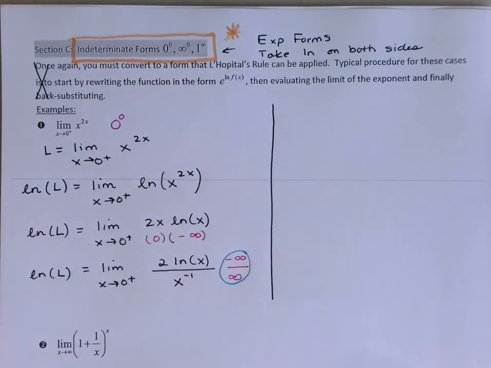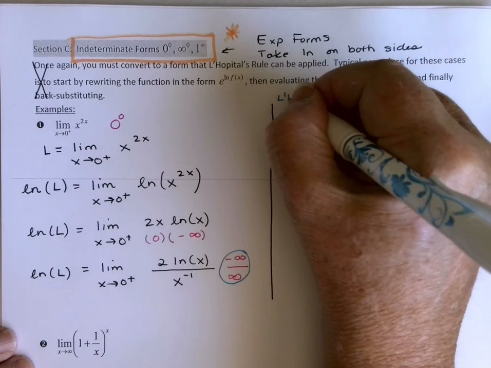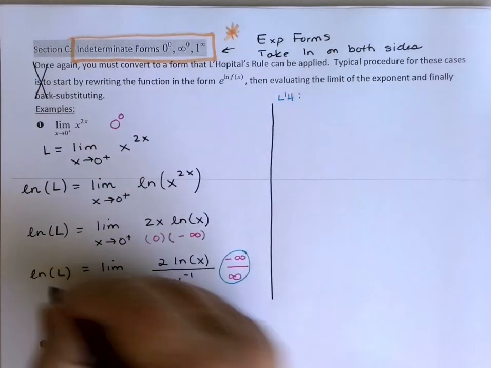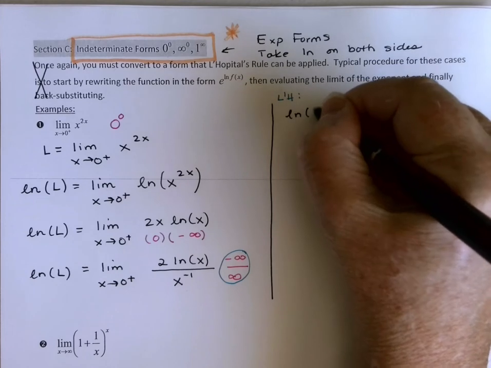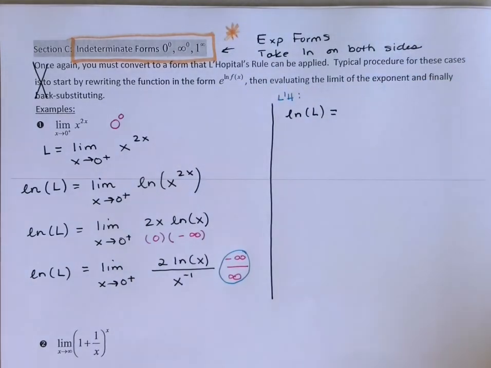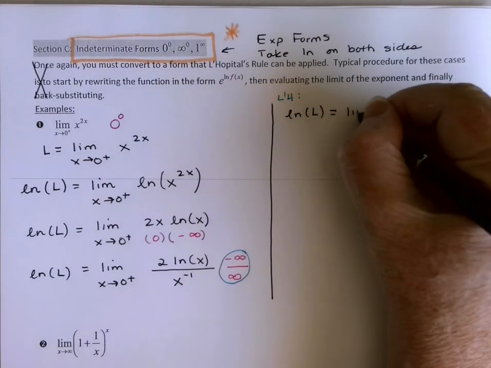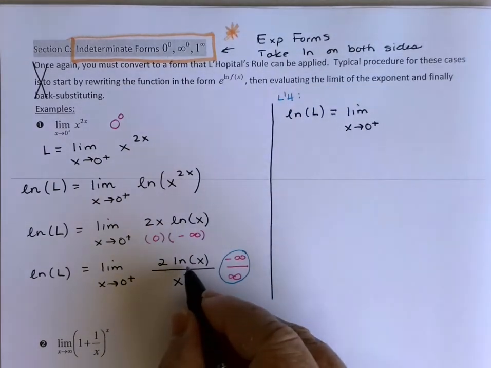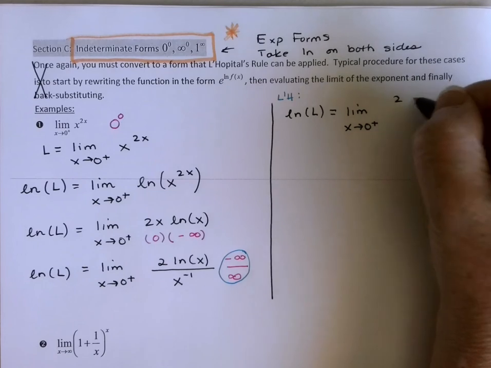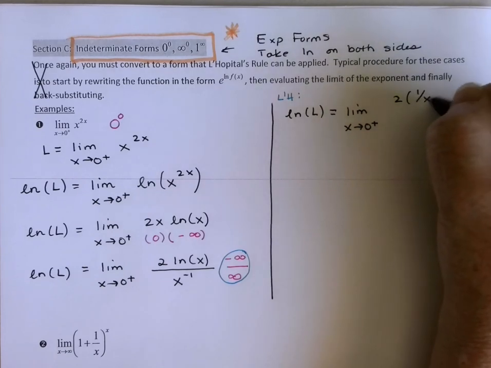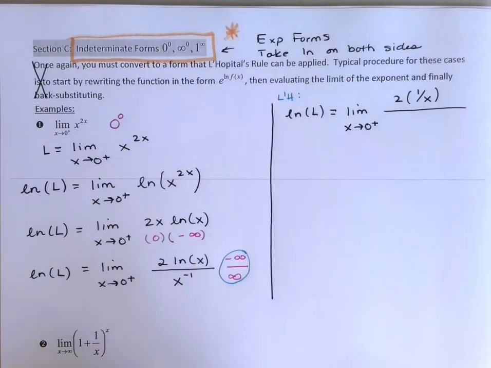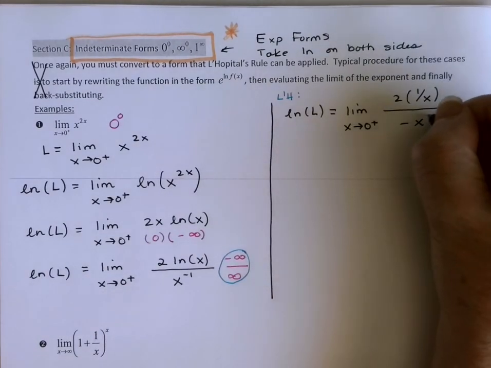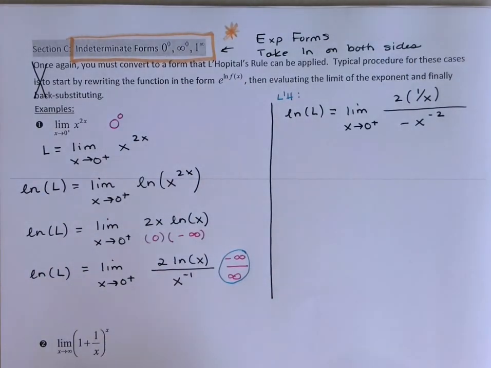So, L'Hopital's rule. From here, I would have the ln of the limit, natural log L, equals the limit as x goes to 0 from the right, and the derivative on top would be 2 times 1 over x. The derivative on the bottom would be minus x to the minus 2.